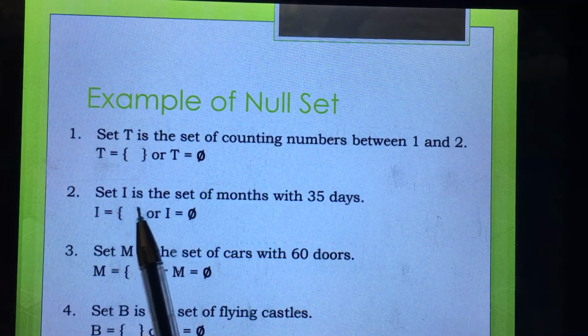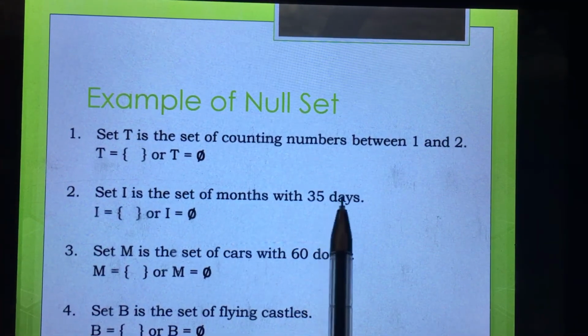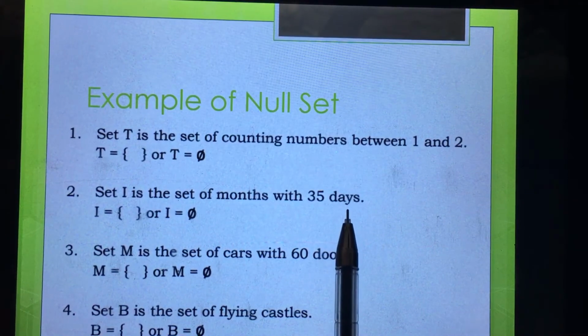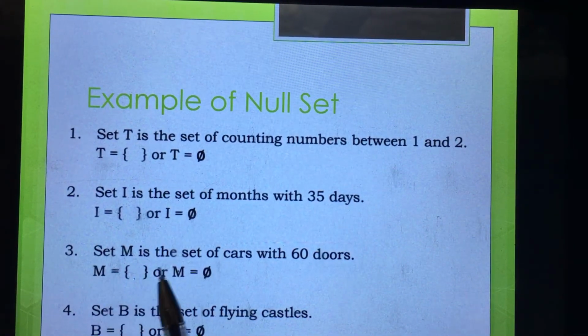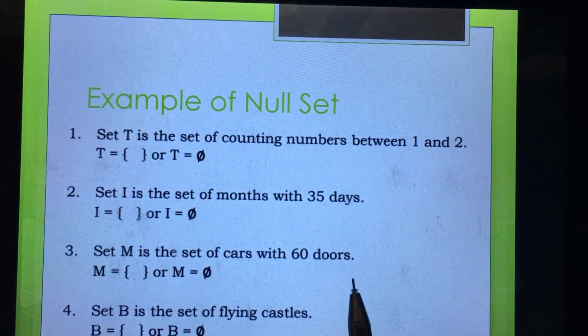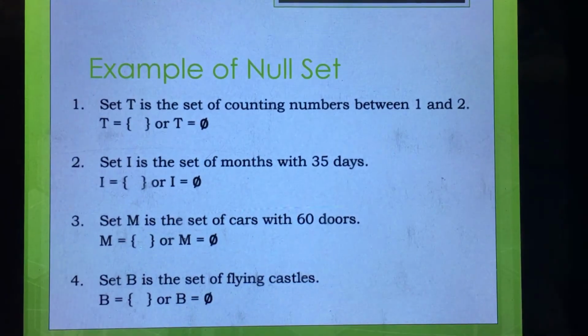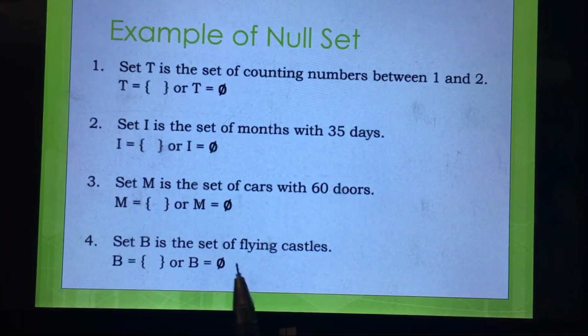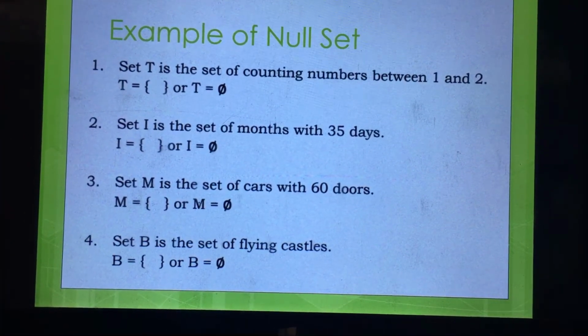Set I is the set of months within 35 days. Do we have months that has 35 days in 1 month? So therefore, none. So that is null. Set M is the set of cars with 60 doors. Have you ever seen a car with 60 doors? So, no, none at all. Set B is the set of flying castles. Do we have flying castles? Maybe in our imagination there is, but in reality there's none. So therefore, the answer is a null set.